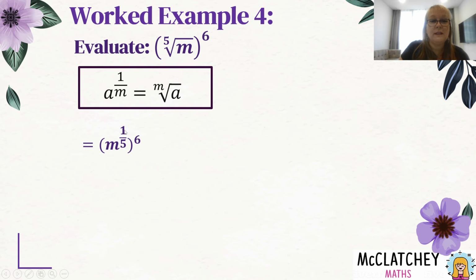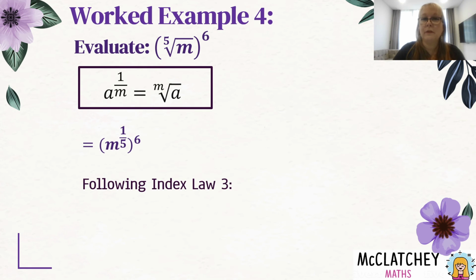So I'm going to take this now. M is my base, so m comes out here, and this 5th root here becomes the fraction 1/5. So now I've got m to the power of 1/5, and it's inside the brackets, and 6 is on the outside of the brackets. Now I can actually apply index law 3. I couldn't do that when it was in root form, but now I can. Index law 3 tells me that when I've got a power inside the brackets, I have to multiply by a power outside the brackets. So I've got to be multiplying a 5th by 6.